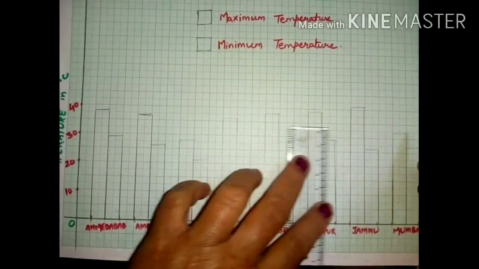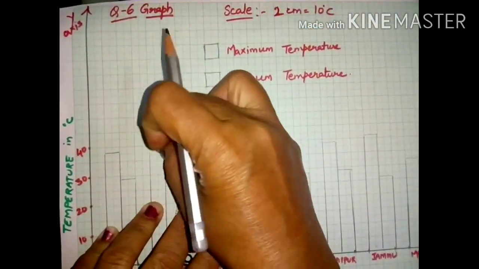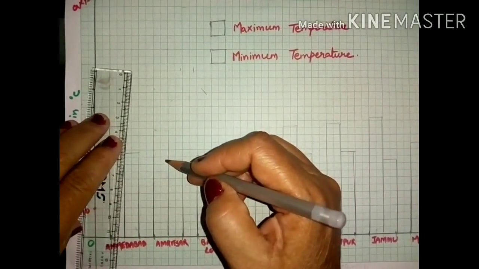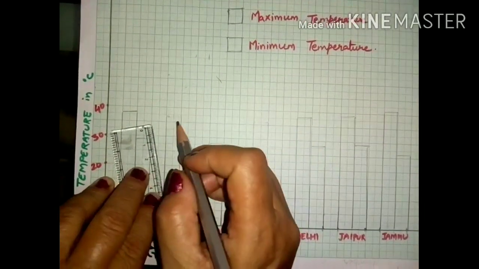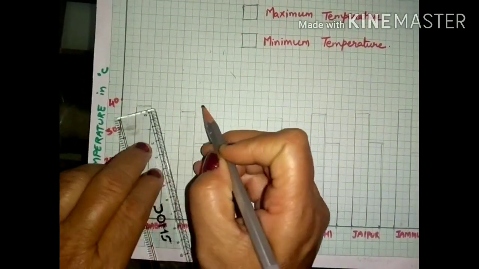Now we will write maximum and minimum. This one let us make clear. For Amritsar it is 37 and 26. This is 37. So 7 to the 14. So it will be 14.